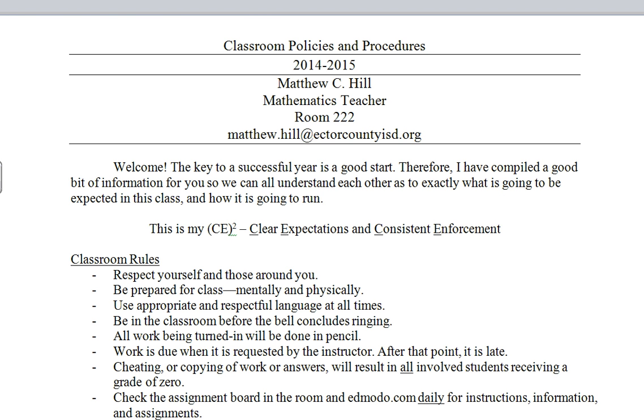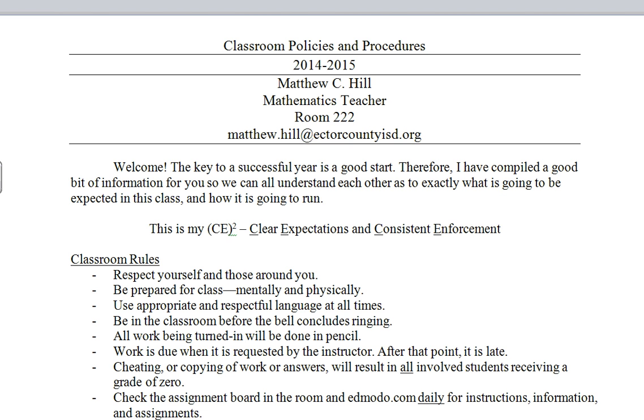Check the assignment board in the room and edmodo.com daily for instructions, information, and assignments. I keep a running calendar in the room that shows what the current week is doing and also what the previous week has done. Okay, so when you're in the classroom, you can always glance back and see what's been going on or what is about to happen in the next day or two.